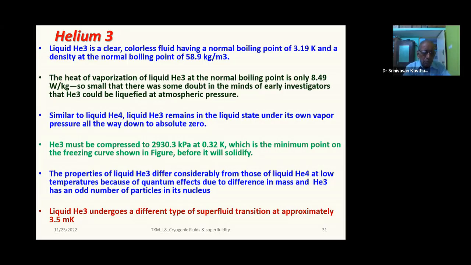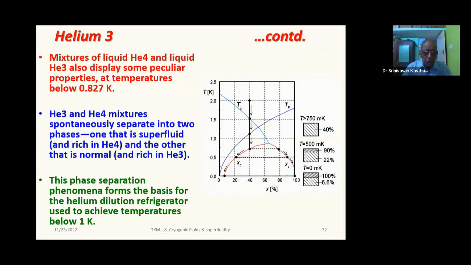Helium-3 must be compressed to 2930.3 kilopascal at 0.32 Kelvin, which is the minimum point on the freezing curve as shown in the figure, before it will solidify. The properties of helium-3 differ considerably from those of helium-4 at low temperature because of the quantum effects due to the difference in mass, and helium-3 has an odd number of particles in its nucleus. Now, helium-3 undergoes a different type of superfluid transition, and that happens at approximately 3.5 millikelvin. So helium-3 also undergoes superfluid transition.